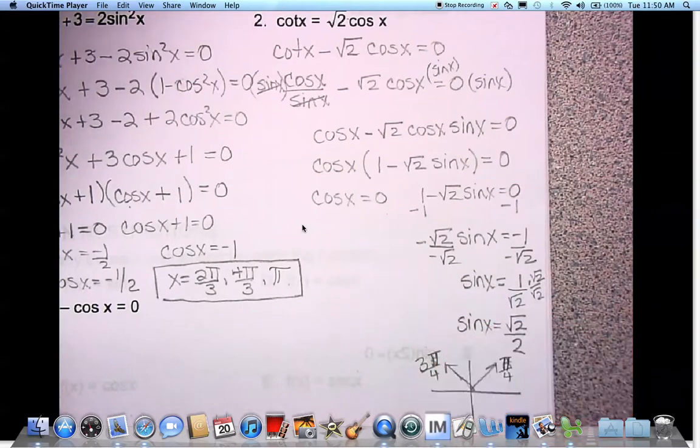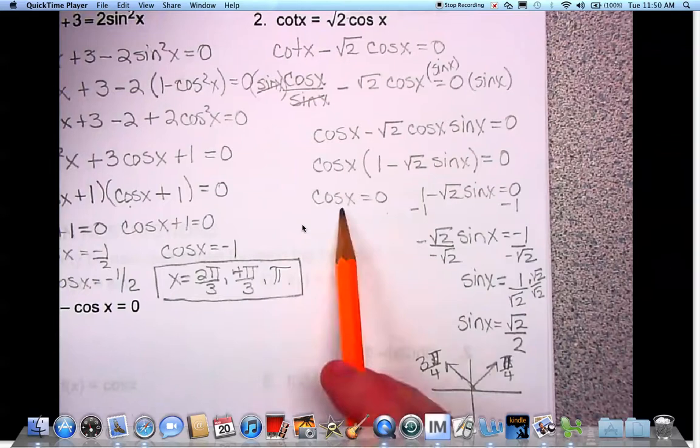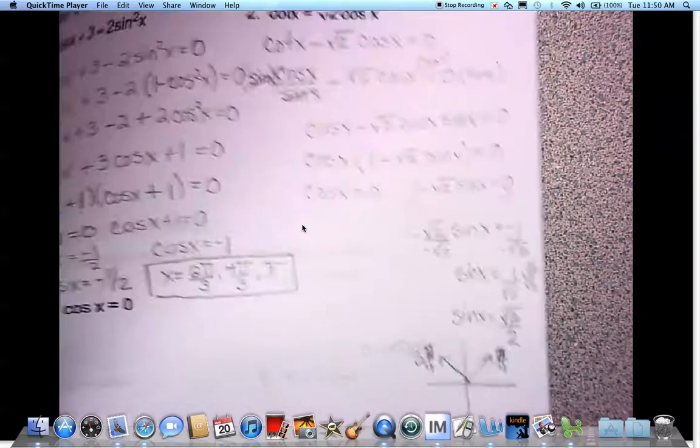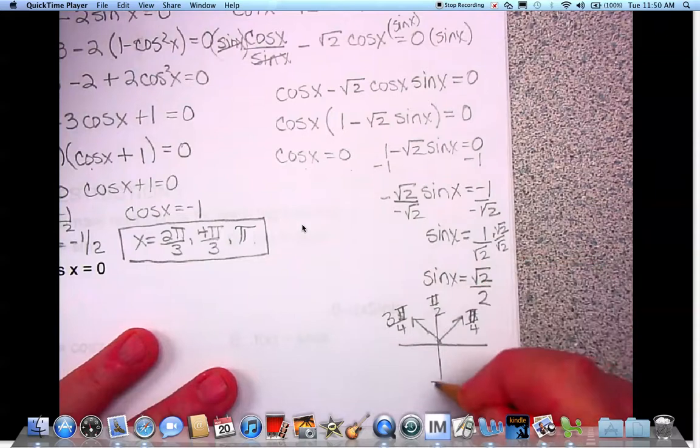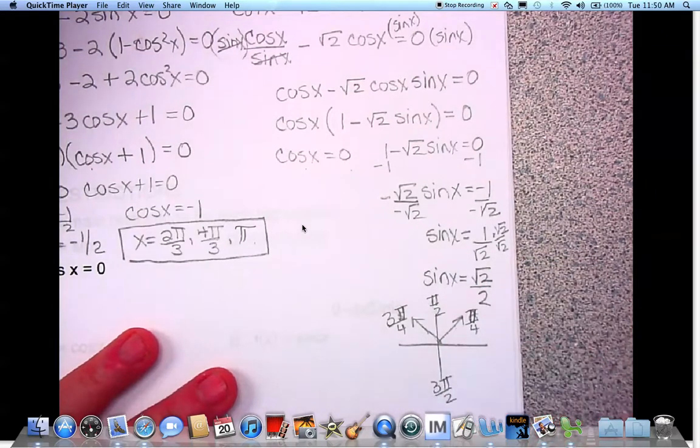And cosine equals 0 at pi over 2 and 3 pi over 2. There's 2 of them, aren't there? Pi over 2 and 3 pi over 2. Okay, that's when cosine is 0.